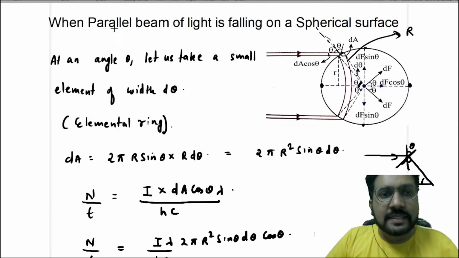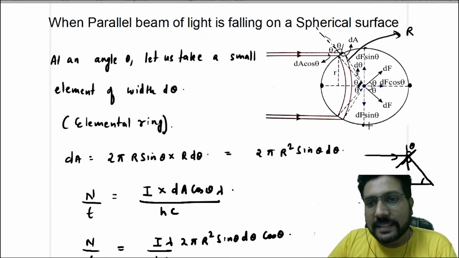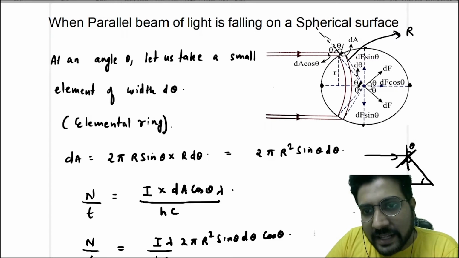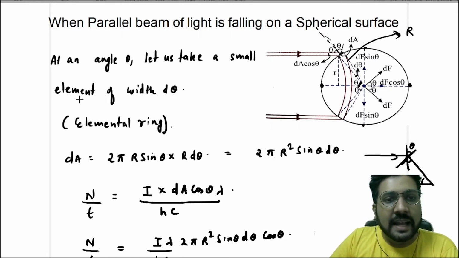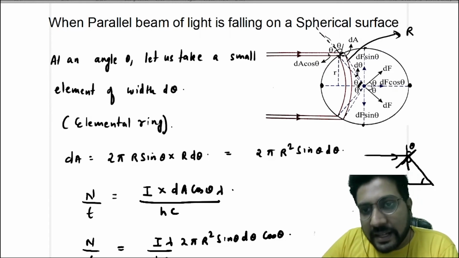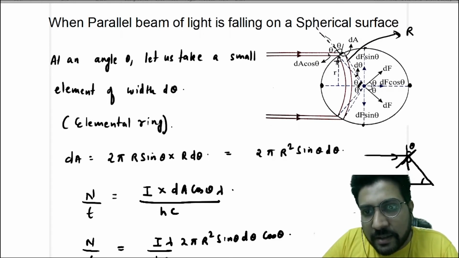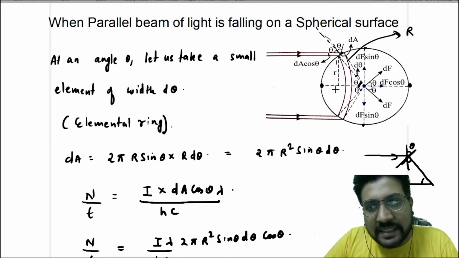Now the next case is when a parallel beam of light falls on a spherical surface. So this is a parallel beam of light and this is falling on a spherical surface. Okay. Now at an angle theta from this side, let us take an element. This element is of width d theta. So at an angle theta, let us take an element of width d theta, and this element is actually an elemental ring. Okay, so this is an elemental ring whose radius is small r, and this small r is equal to capital R sine theta.